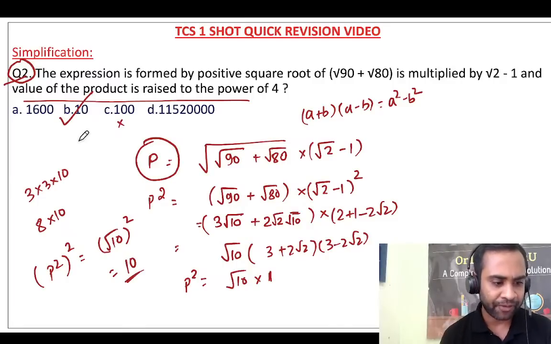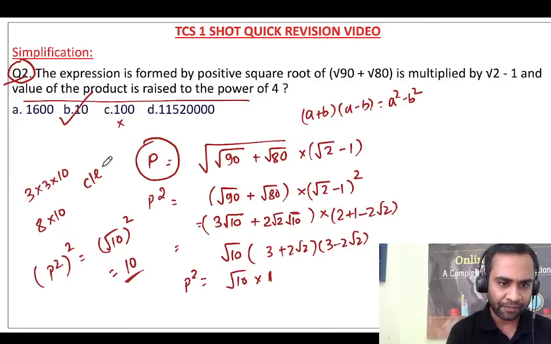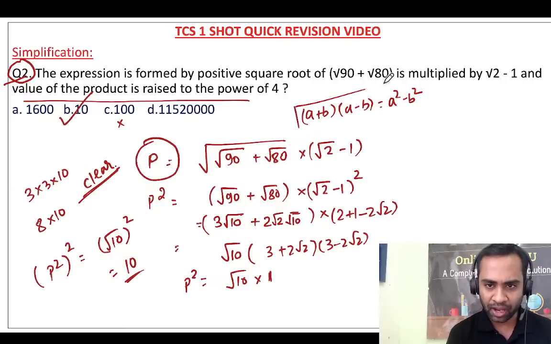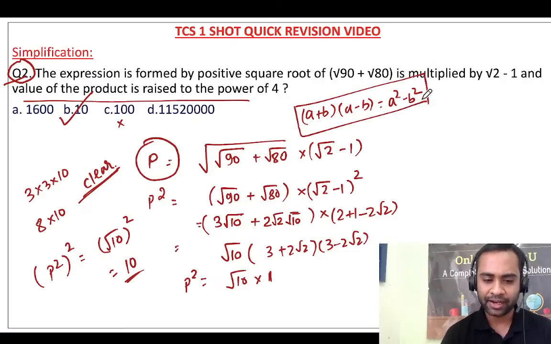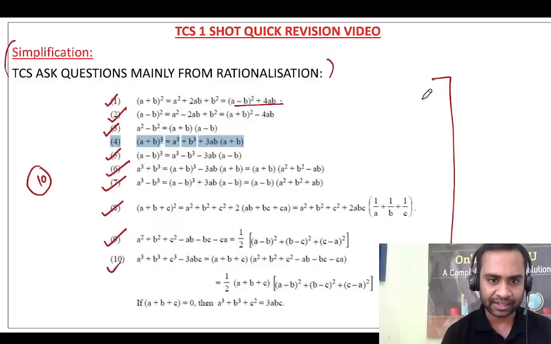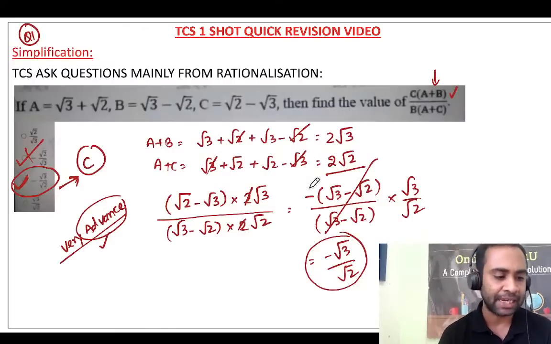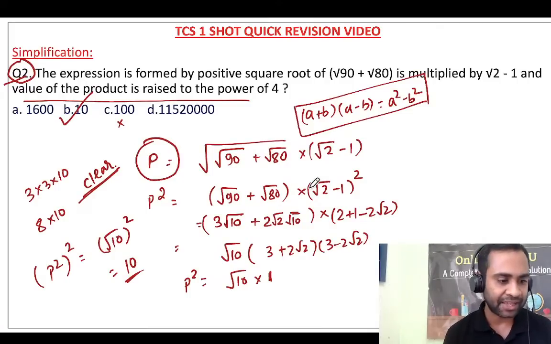Is it clear for everyone? So this formula was very important, and that's the reason I said in the beginning that all these formulas you have to keep in mind: a square minus b square will be a plus b into a minus b. If anybody is having any doubt, please ask. If no doubt, then please do like the session, guys.